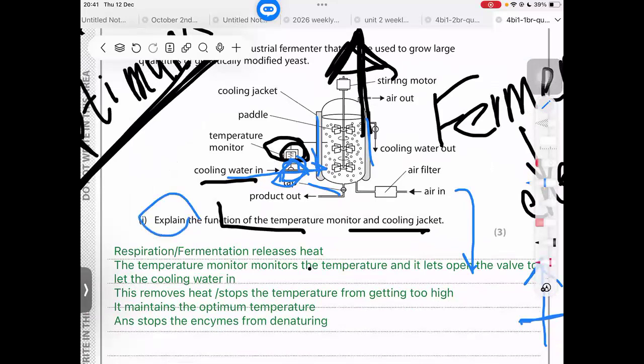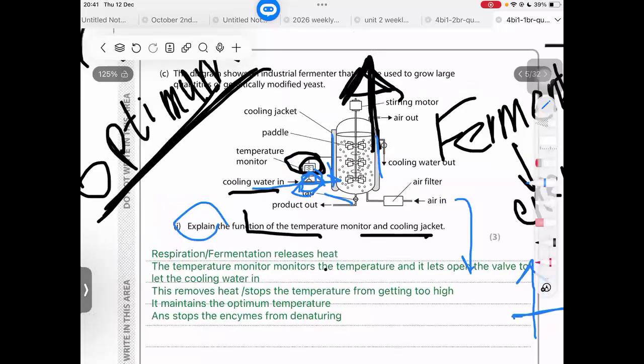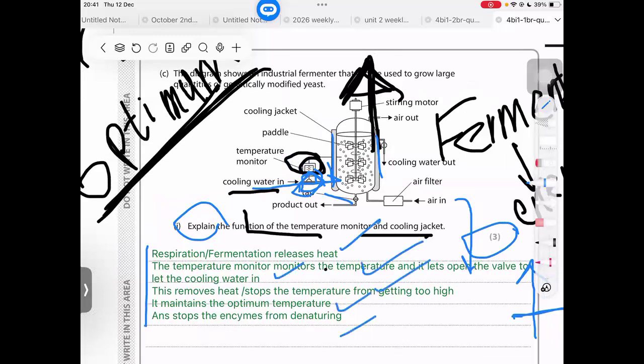Since they have used the word explain, you have to explain the whole process. That means you have to mention all the reasons why the temperature monitor and cooling jacket is there. Even though they have given 3 points, it's better to include all these things. But if you have written any of the 3 points which I have mentioned, you get the 3 marks. So respiration or fermentation is the process which will release the heat. The temperature monitor will check the temperature and it will open the valve to let the cooling water in. For that you get 1 mark.